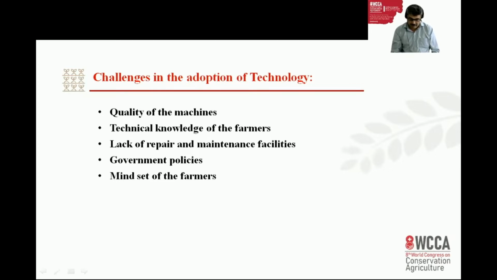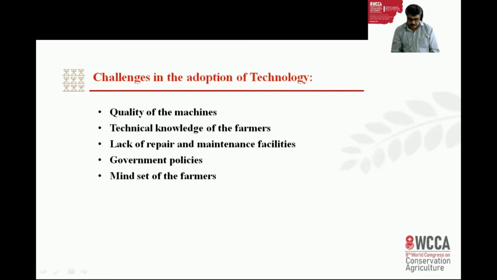Repair and maintenance facilities are not available in local areas, and farmers have to travel far to get the machine repaired. The window for wheat sowing is very small, and as a result, he goes for another option. So there is a need to establish repair and maintenance facilities in local areas.